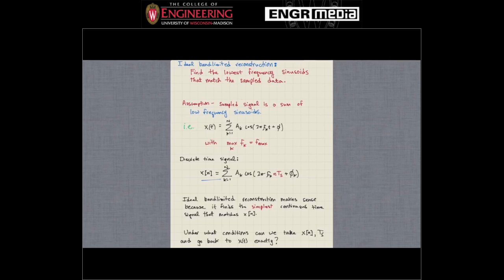And this type of reconstruction makes sense because it finds the simplest continuous time signal that matches the data x[n]. So the question we want to ask is, under what conditions can we take the signal x[n], the discrete time signal, and the sampling rate, and then somehow go back to x(t) exactly? We'll see a bunch of examples to better understand that.